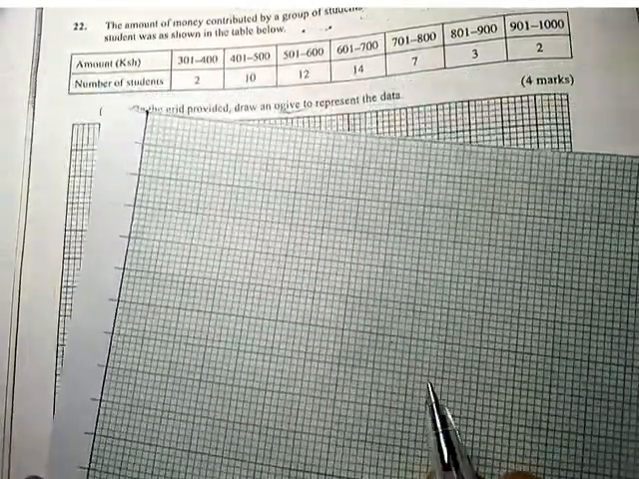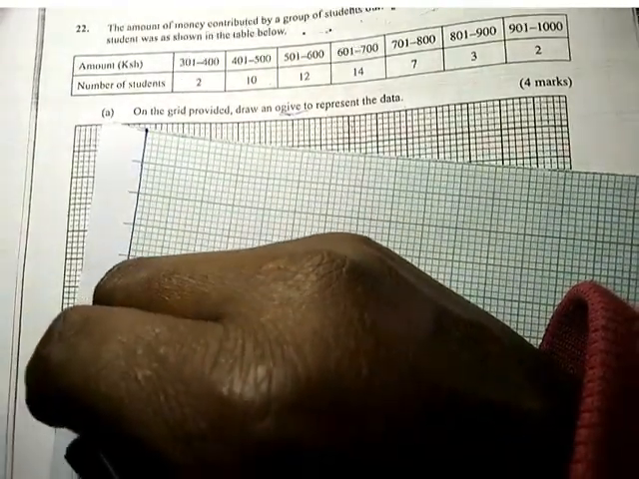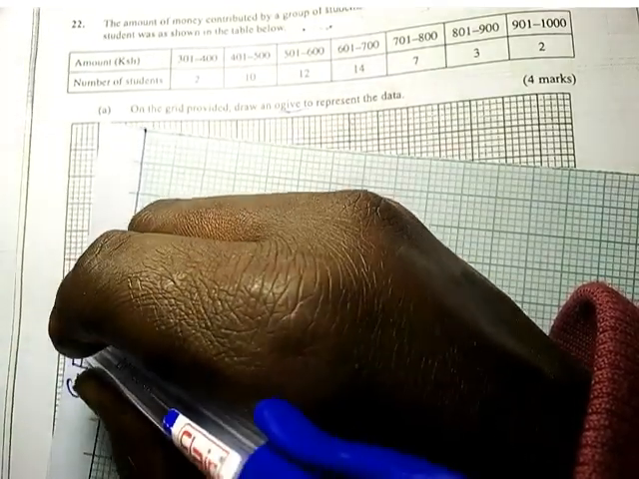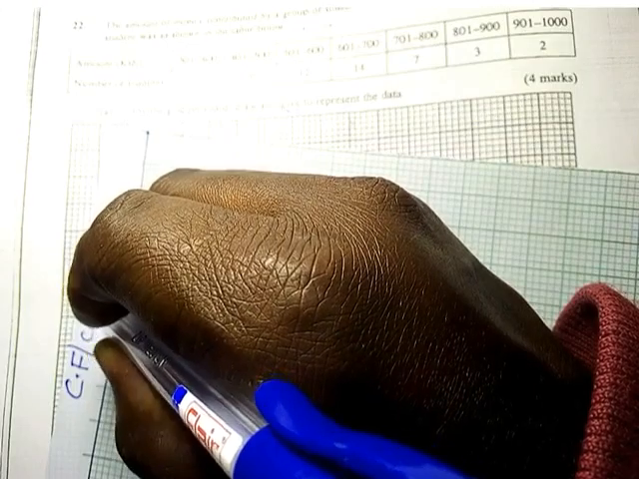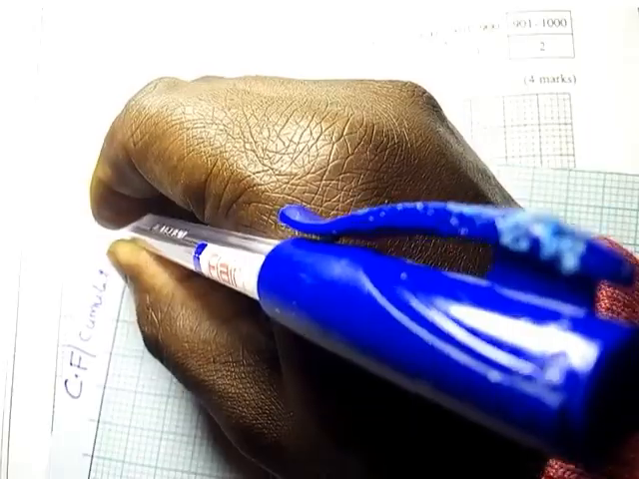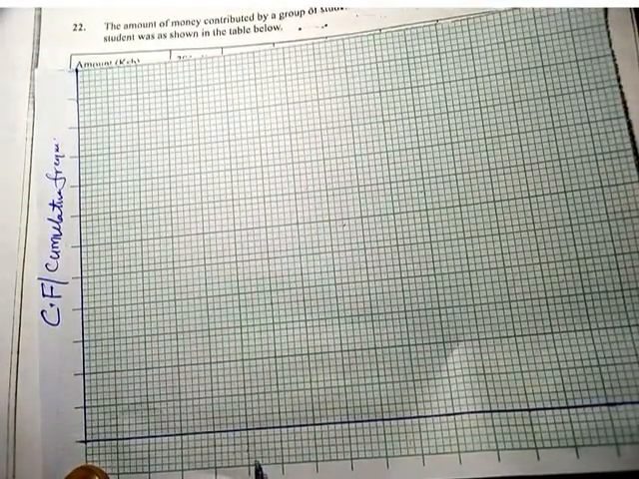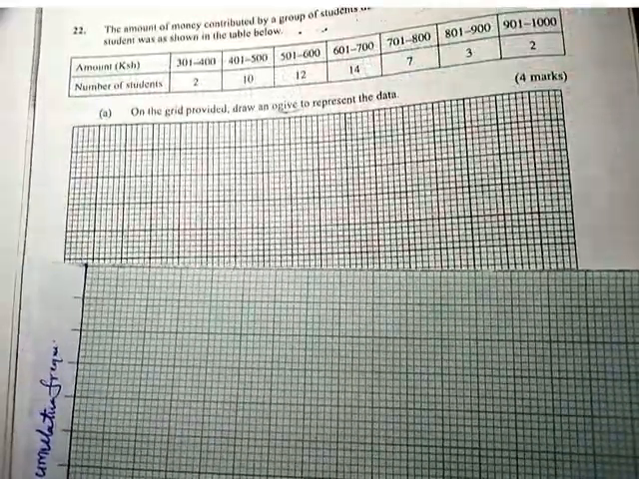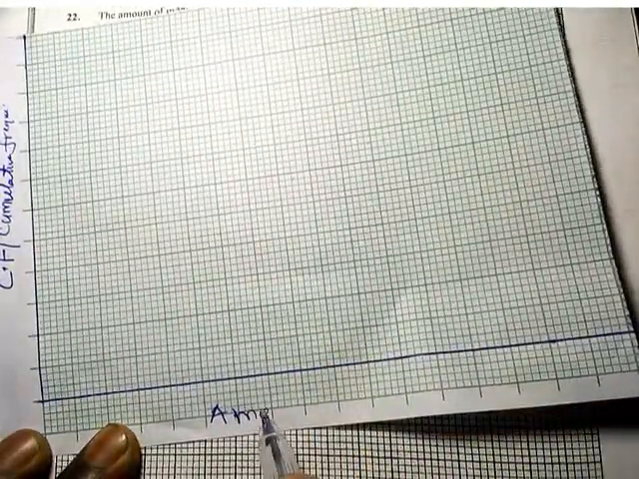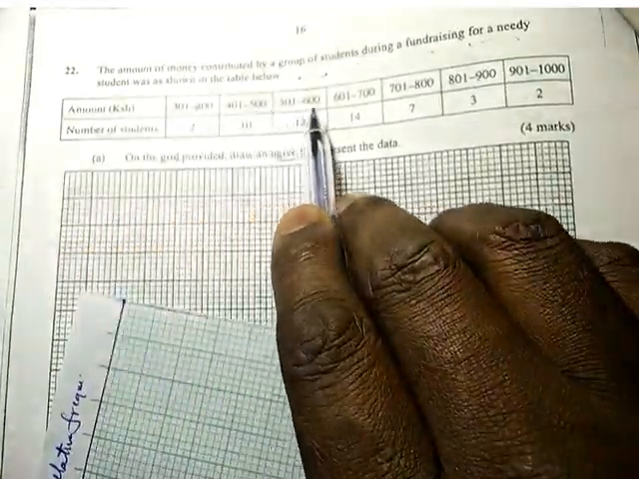Now an ogive is drawn where we use the cumulative frequency, CF, against the class lower limit. So in this case we are going to use the amount, which is in our class, so we are going to use the lower class limit.